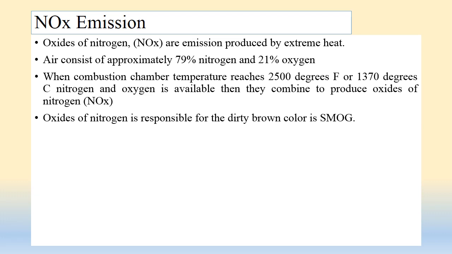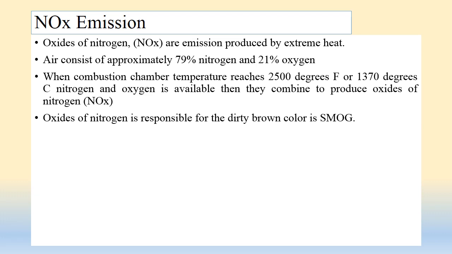Oxides of nitrogen are a combination of nitric oxide NO and nitrogen dioxide NO2. Nitrogen and oxygen react at relatively high temperature. Therefore high temperature and availability of oxygen are the two main reasons for the formation of NOx. If temperature is high and the available oxygen is sufficient, then NOx emission will occur inside the engine, and you can observe it at the exhaust.